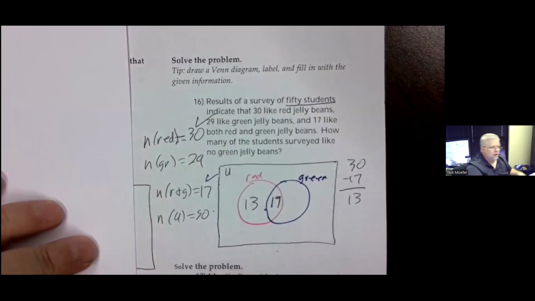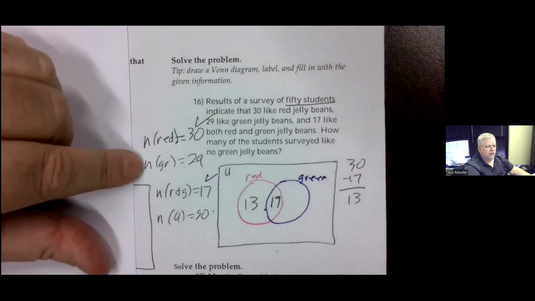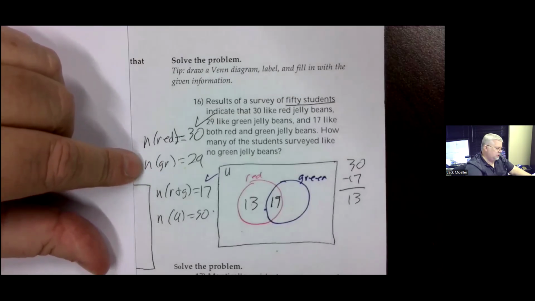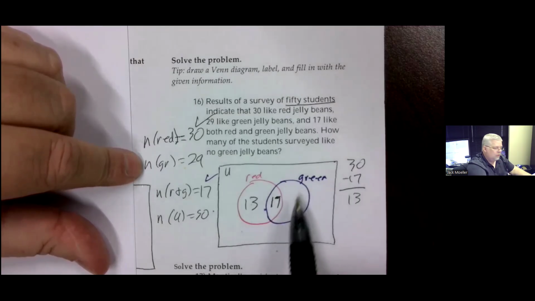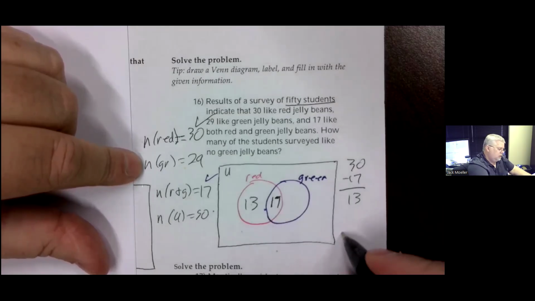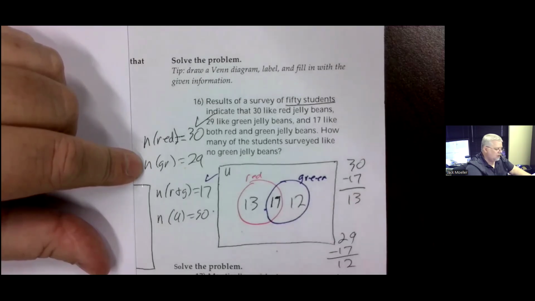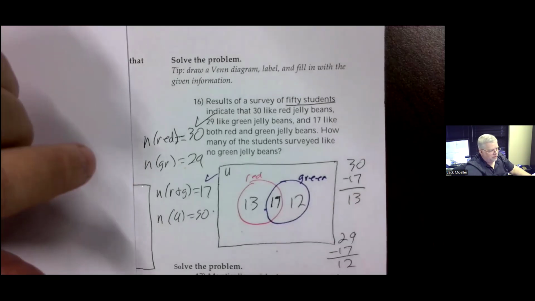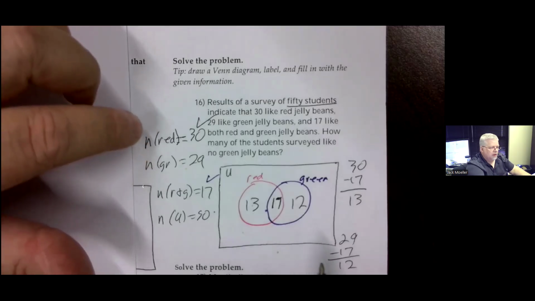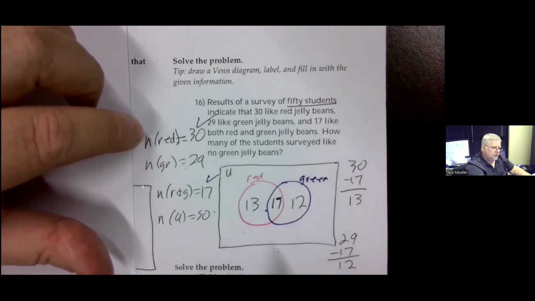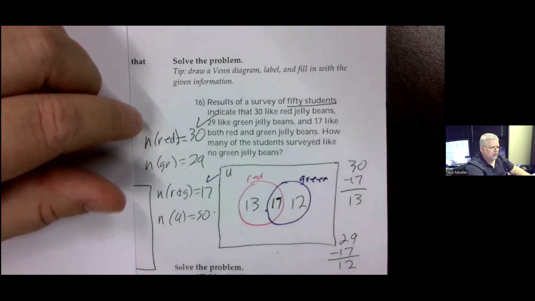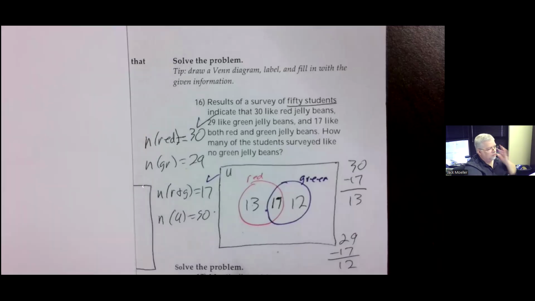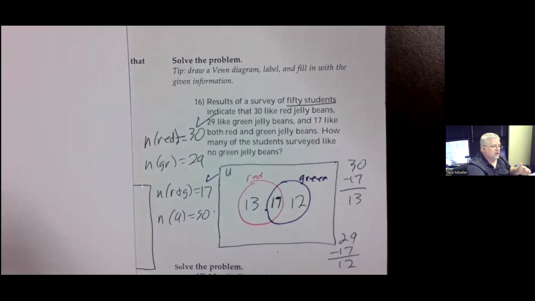So now we've used the 30. So what do we do with the 29? Well, 29 people like green jelly beans. So if you go back to our Venn diagram, there is green. We need 29 in that circle. We already have 17, so you do 29 minus 17, you get 12. The number one mistake with survey problems is not doing that subtraction. The only reason you wouldn't do the subtraction is if there was the word only in there with the numbers. If you're missing that, you're missing the core concept of 2.5.